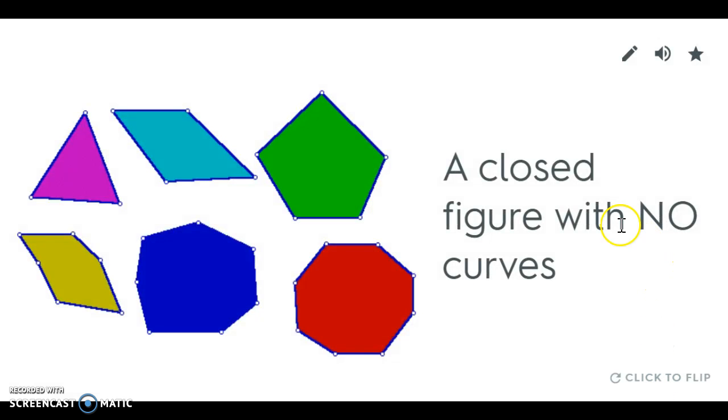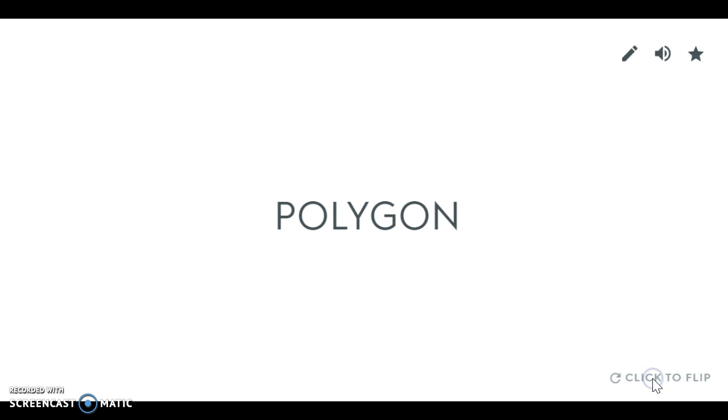A polygon is a closed figure with no curves. So these are all examples of polygons. A polygon cannot have curves, and it also can't have anything like an X where it's separated into two sections. That would be considered two polygons. So a polygon is a closed figure with straight lines and no curves.